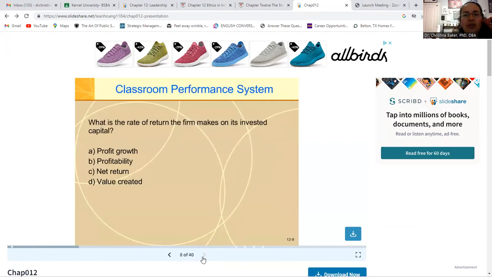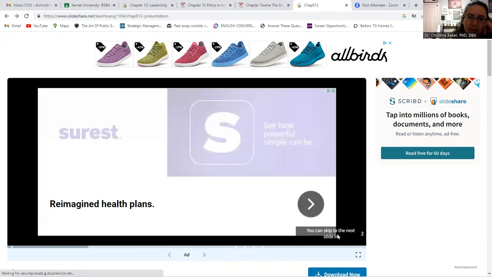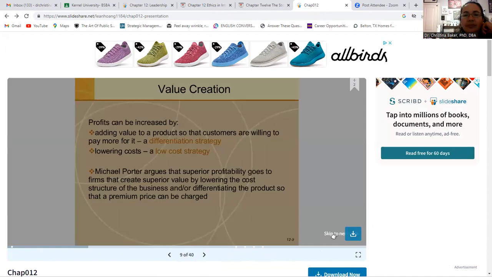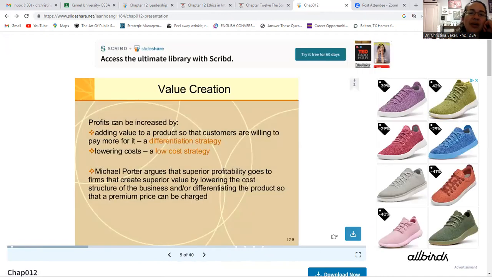So the rate of return a firm makes on invested capital, what is it? Do you think it's profit growth? Do you think it's profitability? Do you think it's net return or value created? Profits are increased by adding value. You got it right. To a product that consumers are willing to pay more for: a differentiation strategy, or lowering costs: a low cost strategy. Michael Porter argues that superior profitability goes to firms that create superior value by lowering the cost structure of the business and differentiating the product so a premium price can be charged.